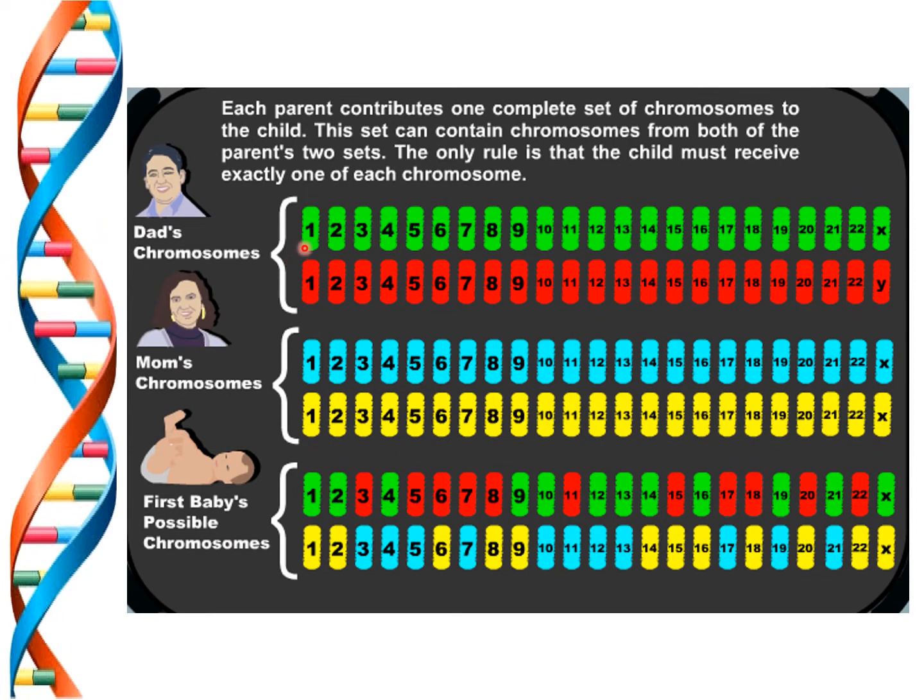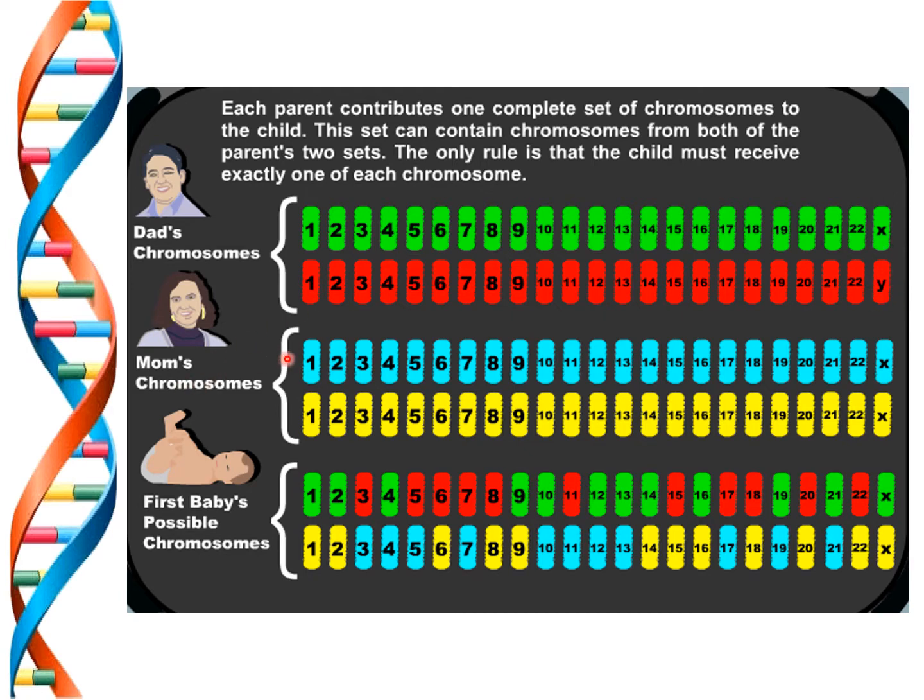Each parent contributes one complete set of chromosomes to the child. This set can contain chromosomes from both of the parents' two sets. The only rule is that the child must receive exactly one of each chromosome. The father's chromosomes can be represented by these two sets here, a green set and a red set. At the end of the sets of chromosomes, you can see that there are letters. These letters represent the sex chromosomes that determine the gender of the human. In this case, because the father is male, he contains one X and one Y. It is the Y chromosome that determines that he is a male.